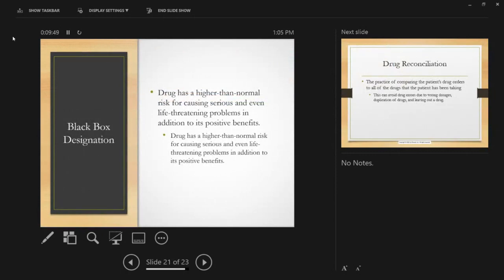The black box warning can be assigned by the FDA. This would mean that the drug has a higher than normal risk for causing serious and even life-threatening problems.